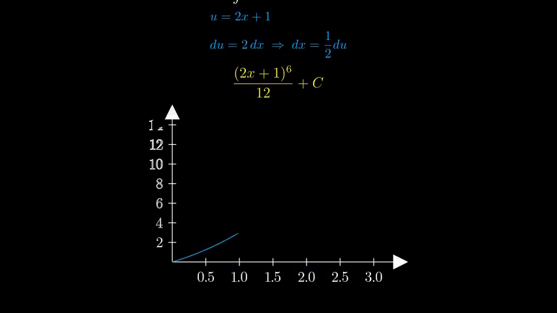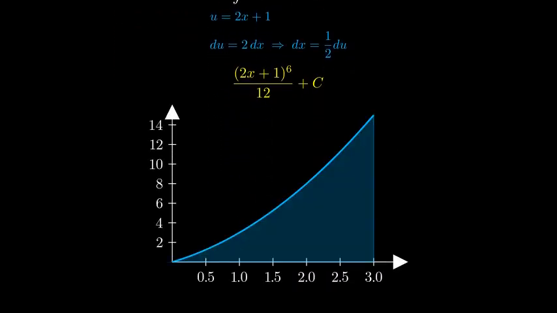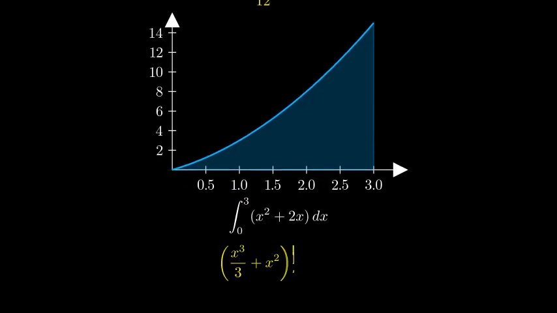Now, a definite integral example. Evaluate the integral from 0 to 3 of x squared plus 2x. We can visualize this as the area under the curve. To compute it, find the antiderivative. The integral of x squared is x cubed over 3, and the integral of 2x is x squared. Now plug in 3 and 0. We get 9 plus 9, which equals 18.